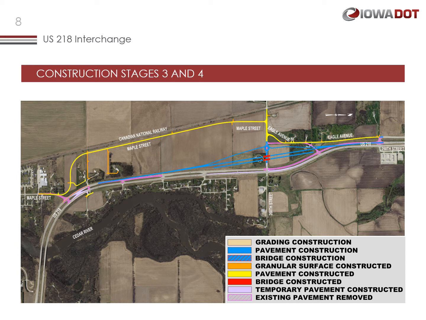During Stage 3, residents and businesses east of US 218 will continue to use existing US 218 for access. The new Maple Street connection to 260th Street will be open for traffic to and from Janesville. Drivers will use newly built frontage road connections as local detours. This includes Maple Street, Eagle Avenue, 250th Street, and 260th Street.